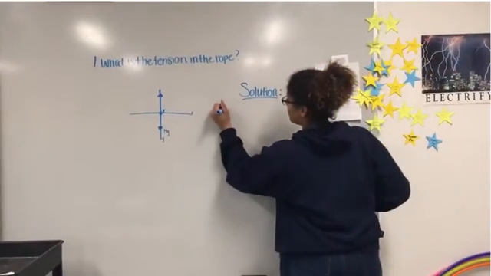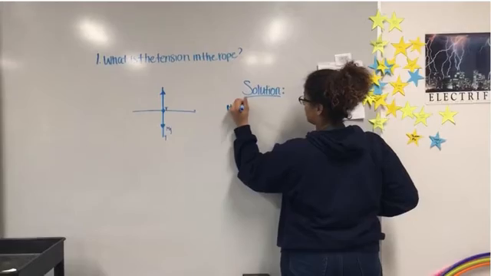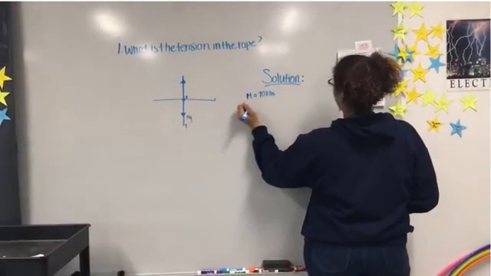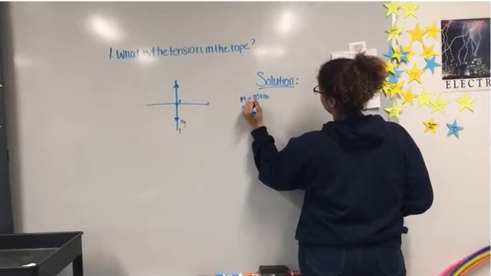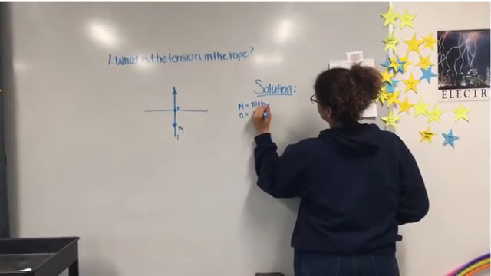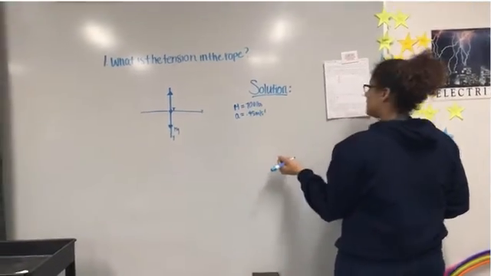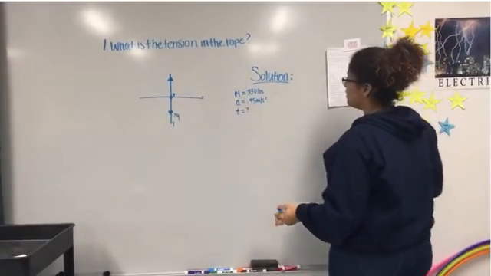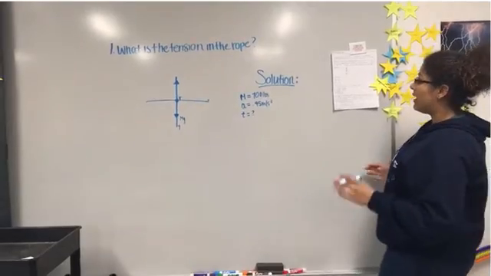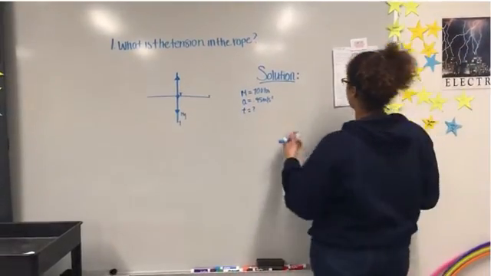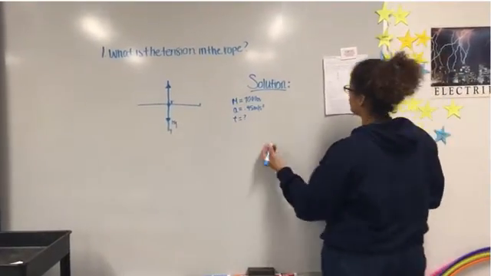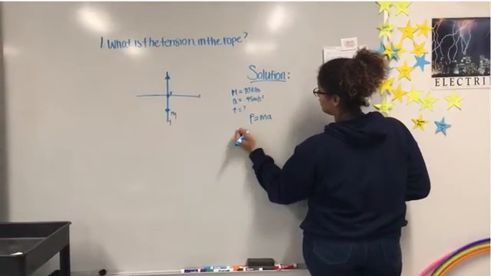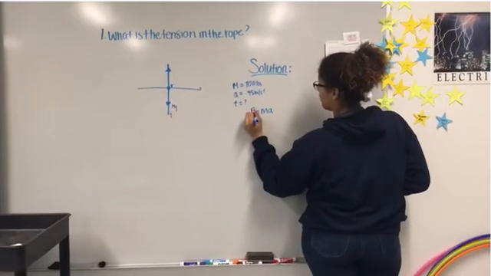So we're going to write our givens: mass equals 700 pounds, and the acceleration equals 0.45 meters per second squared. We're looking for tension. We're going to use F equals ma to solve for this. We're going to be solving for our F in the y direction. So F equals ma in the y.